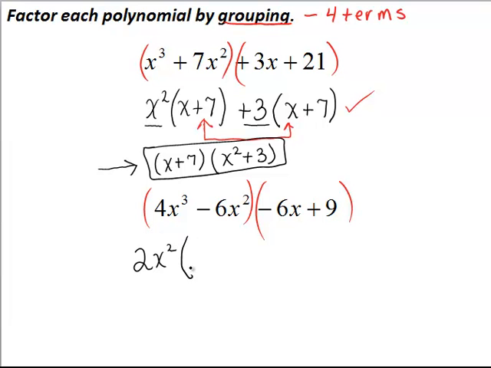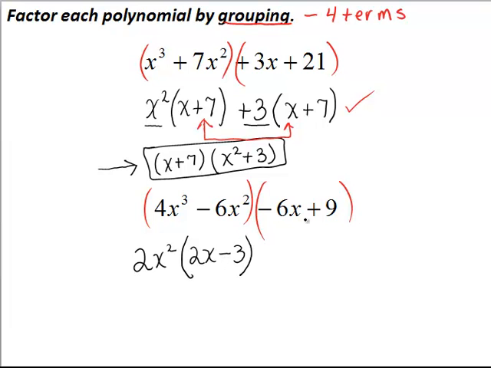Now the question becomes, 2x squared times what will give me 4x cubed? Well, 2 times 2 is 4, and x squared times x gives me x cubed, so this should be a 2x. Minus, since we've got our minus sign here, 2 times 3 gives me 6, so I'm going to have a 3 there. And of course, the x squared term is already there, so I don't need to rewrite it. So I have 2x minus 3 there.